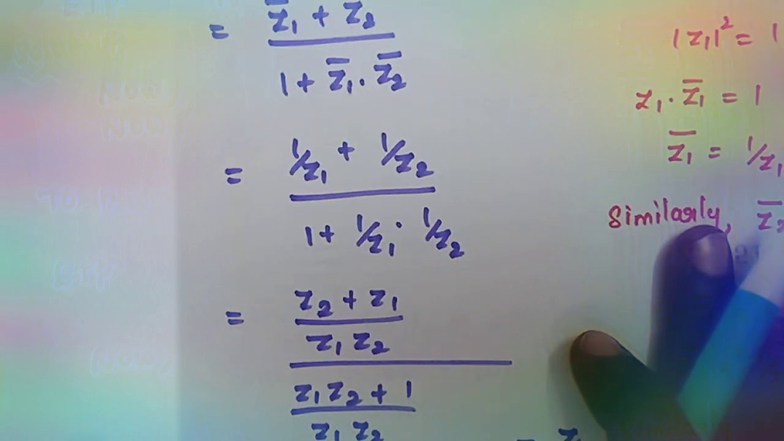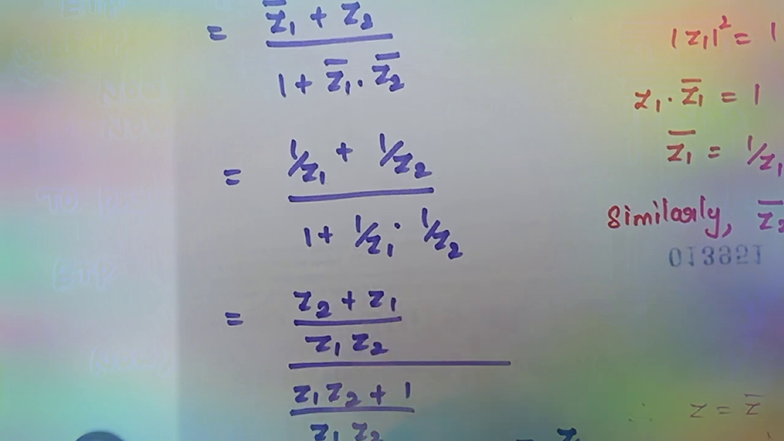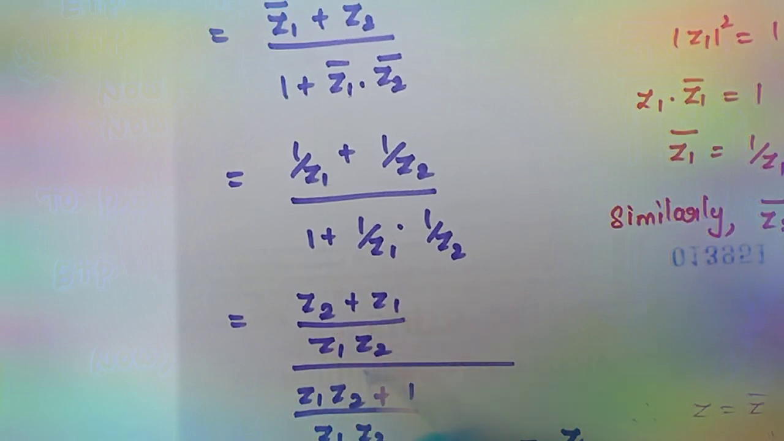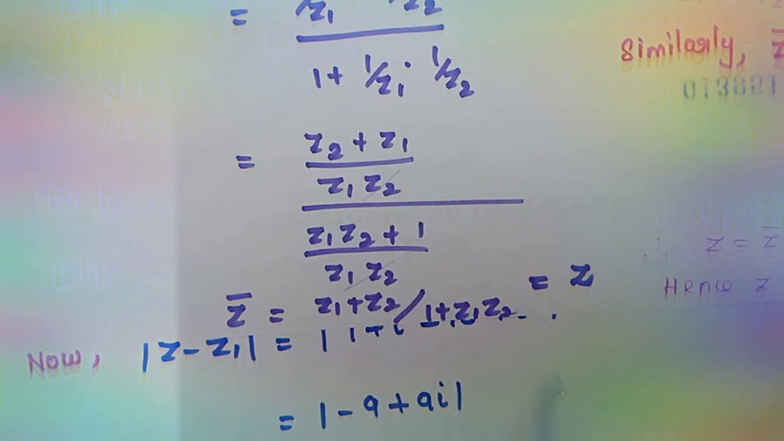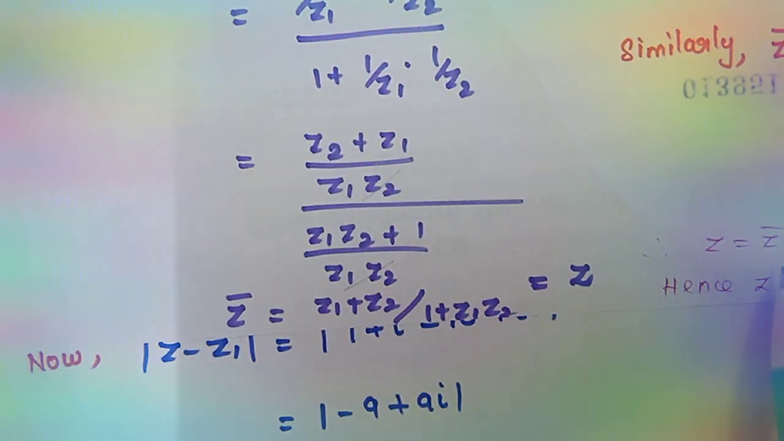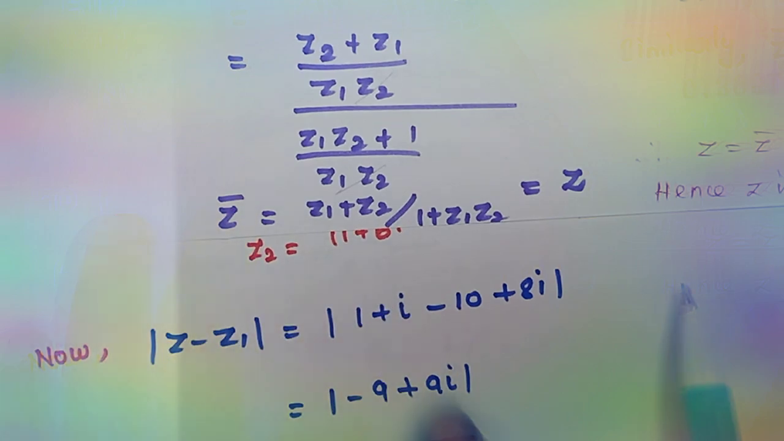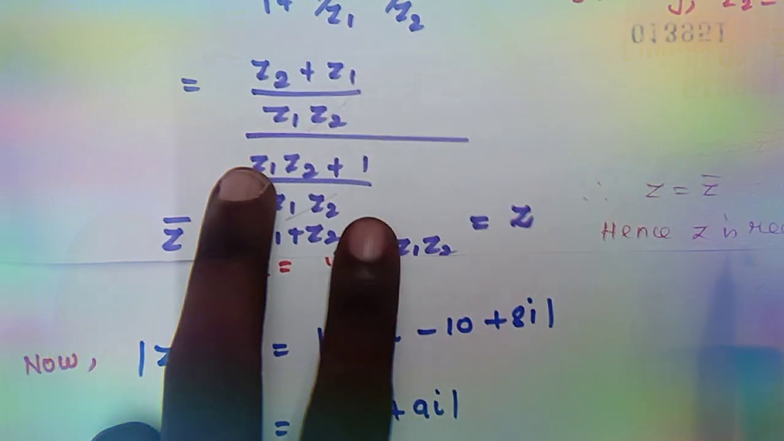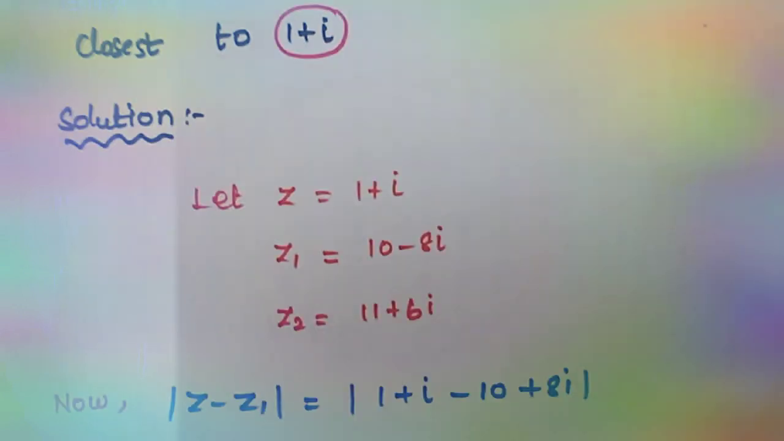So we have to take the LCM and simplify this form. So z1 plus z2 divided by z1 z2, and z1 z2 plus 1 divided by z1 z2, this gets cancelled. So z2 plus z1 by 1 plus z1 z2. So this is nothing but z. Therefore, we found z bar, and we get the result z. So z equals z bar. Hence z is real. Now we move to the next problem.